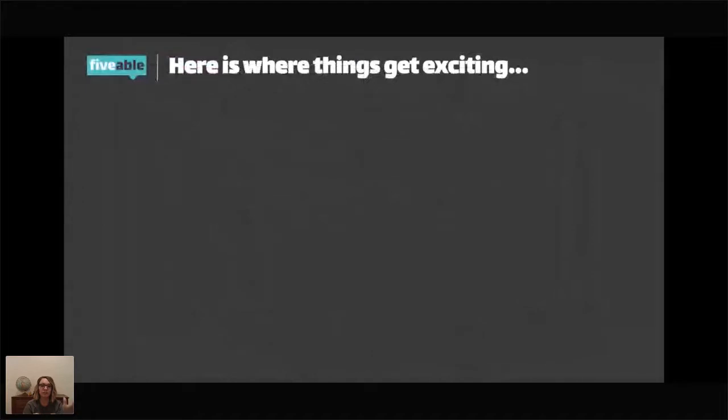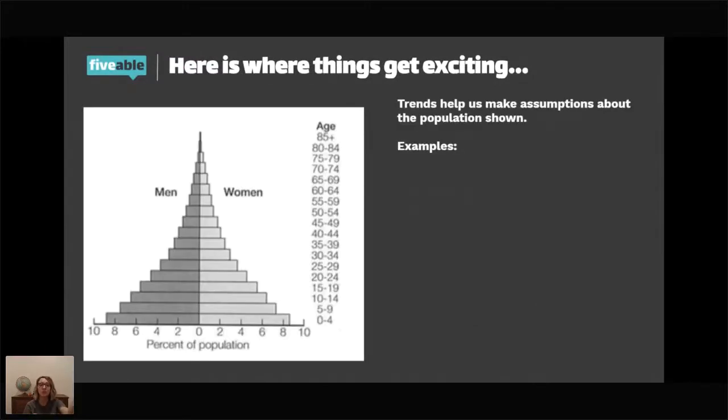So here's where things get exciting. I know you thought it would never happen. We are going to start to make assumptions. So we talked about trends. We talked about how we can identify trends. Now we're going to take those trends and see how we can make assumptions about the place that we're looking at in the pyramid.